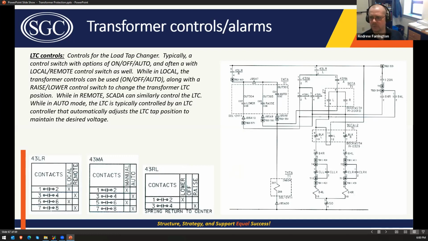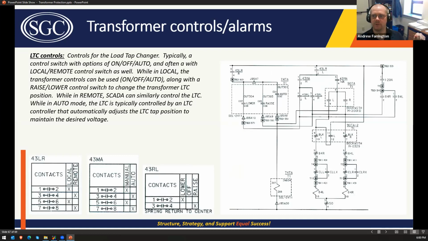And this is an example of what those controls might look like. So this 43 LR, 43 is a selector switch, and LR stands for local and remote. This contact's closed in the local state. This contact is closed in the remote state. So the first step in analyzing this circuit is to understand that. So you've got a local remote control. If you put it in local, then you've got an auto or manual.